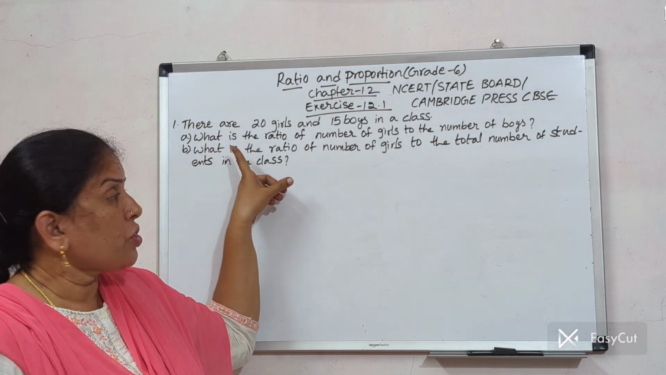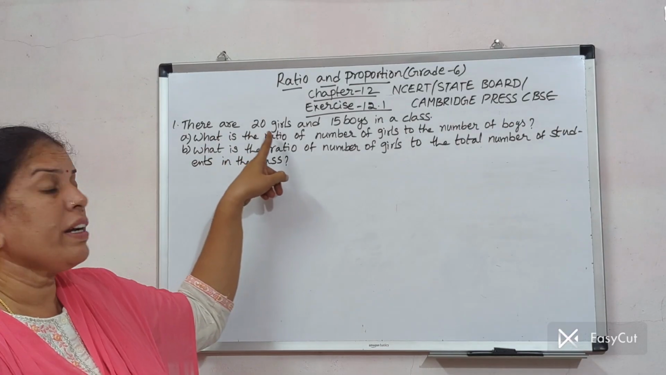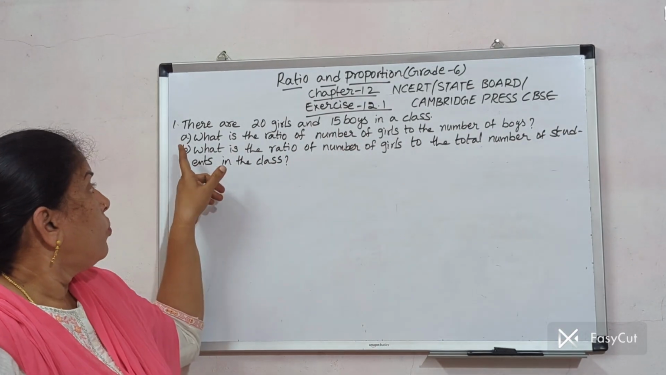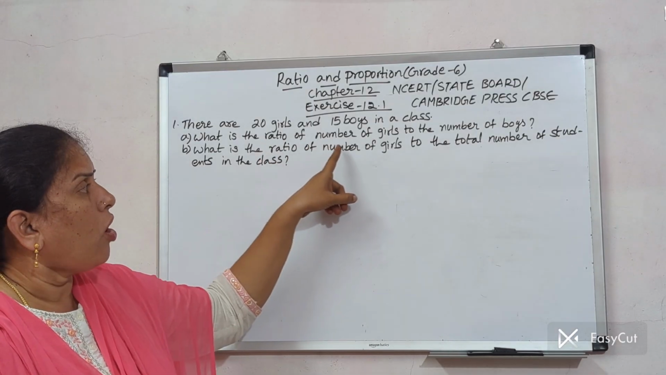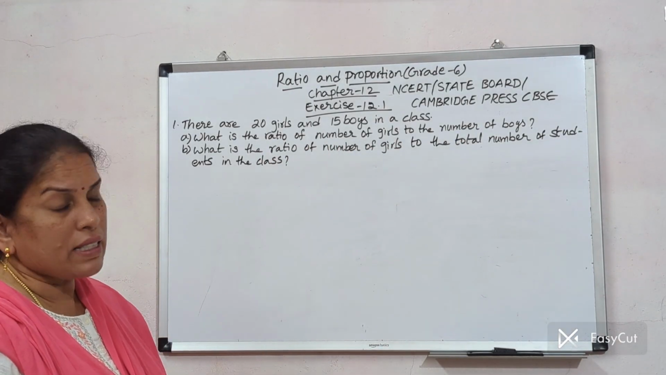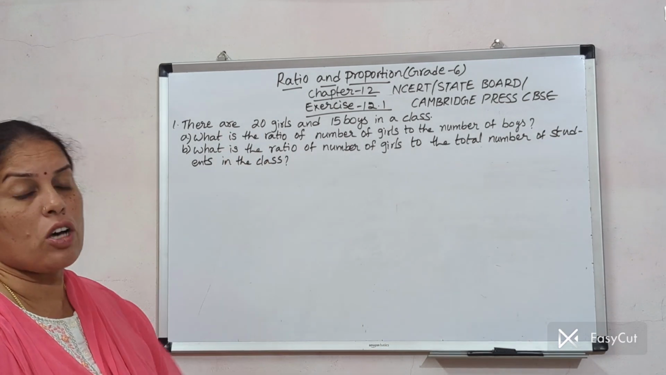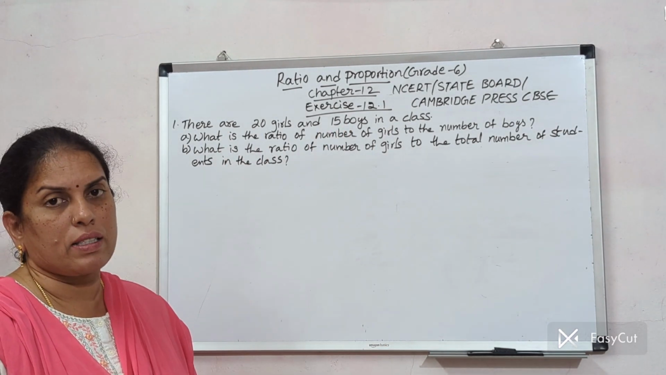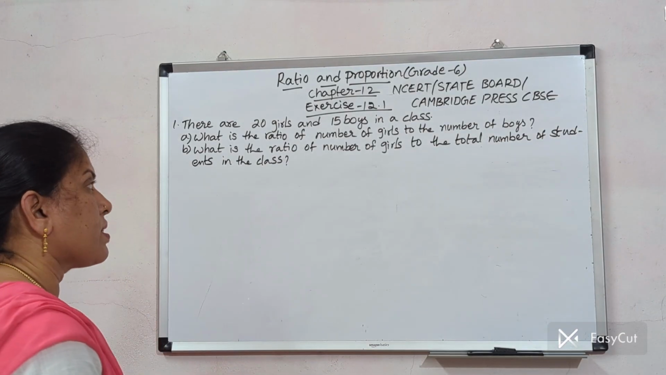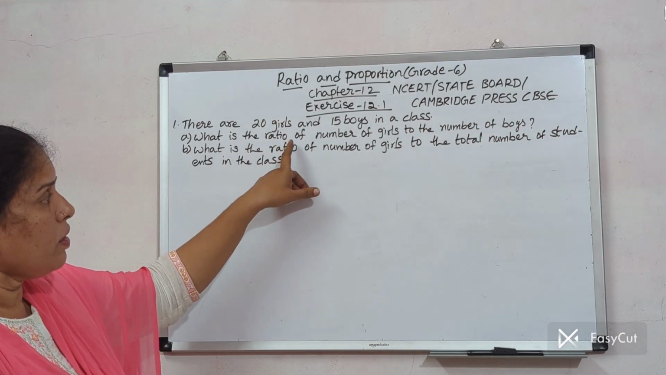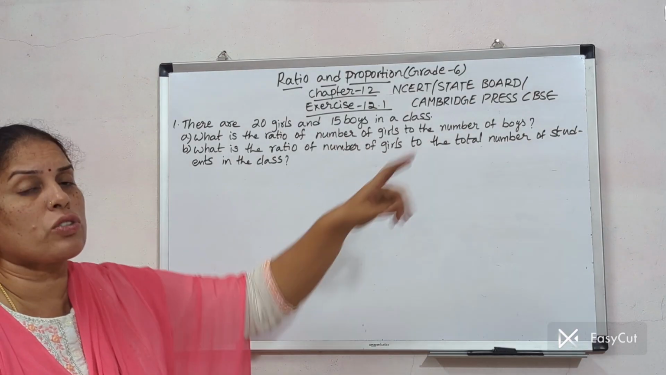What is the question given by them? There are 20 girls and 15 boys in a class. What is the ratio of the number of girls to the number of boys? What have they given? There are 20 girls. How many girls are there? 20 girls are there. And 15 boys in a class. How many boys are there? 15 boys. So, they are asking you to find out the ratio of the number of girls to the number of boys.